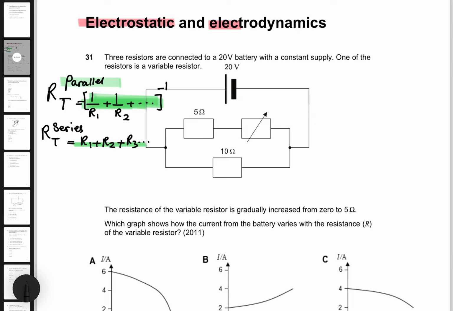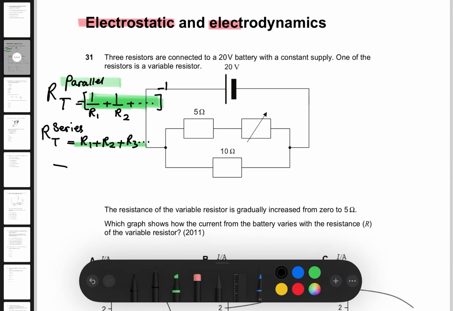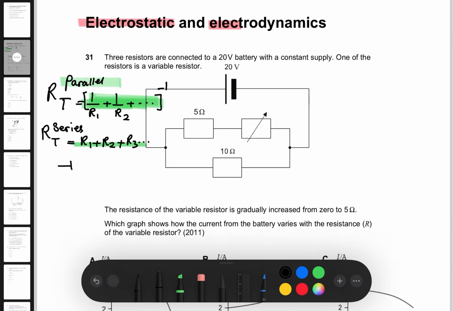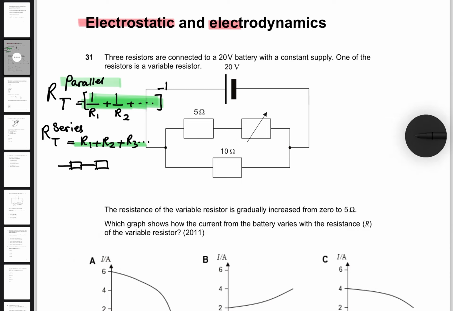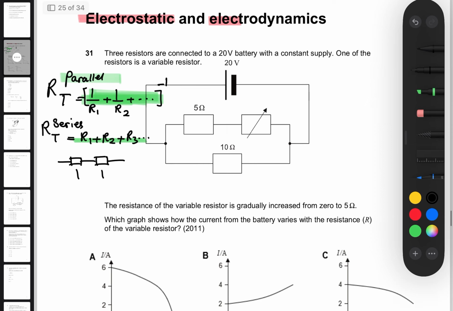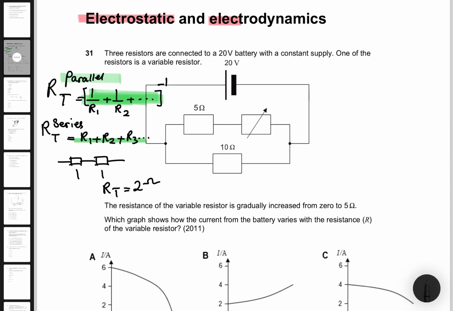As you can see, whenever three resistors are in parallel, you just have to add them in a fractional form and then raise them to a negative power. And whenever they're in series, you just add them normally. For example, let's say a 1 ohm resistor is in series with another 1 ohm resistor. The total resistance of these two is going to be 2 ohms.